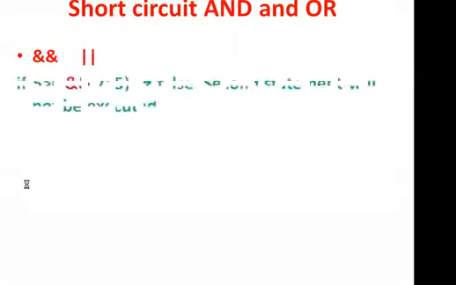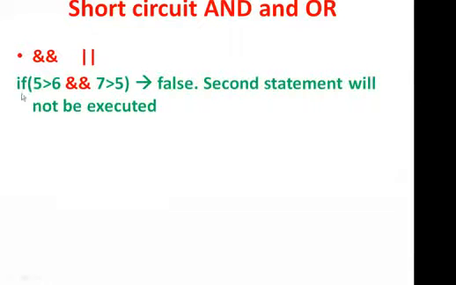Coming to the short circuit AND, when you use short circuit AND, here you can see that I have used a statement 5 greater than 6, which is going to be false. When the first statement itself is false, the short circuit AND will not check the second statement, because anyway the total condition is going to be false.